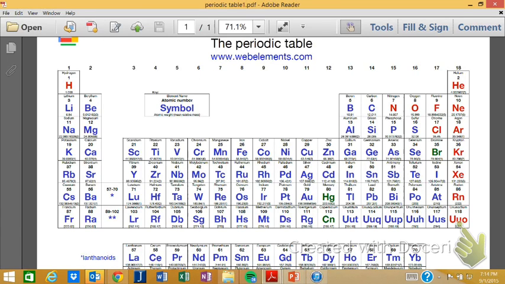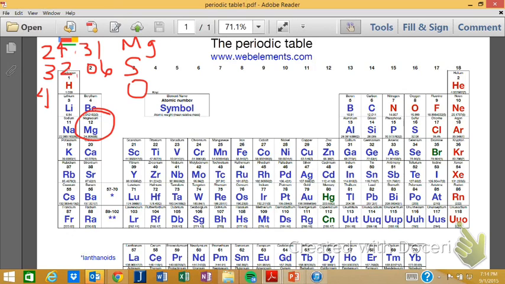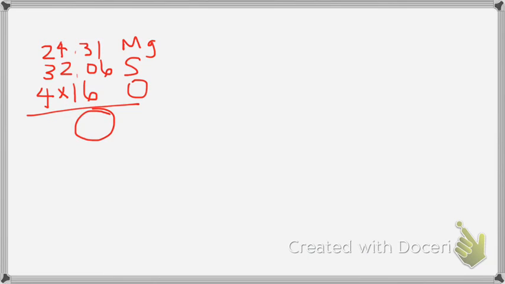The molecular weight of magnesium can be found right here, and that is 24.31 grams. Sulfur is 32.06. And each oxygen is 16. So since there's 4, it's 4 times 16. And we just need to add these up.